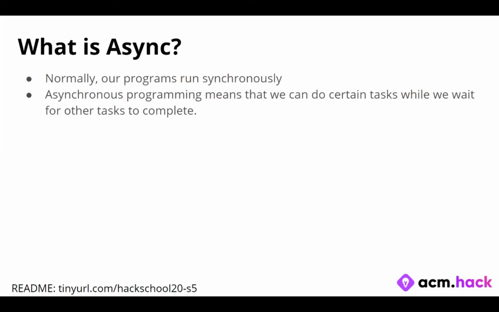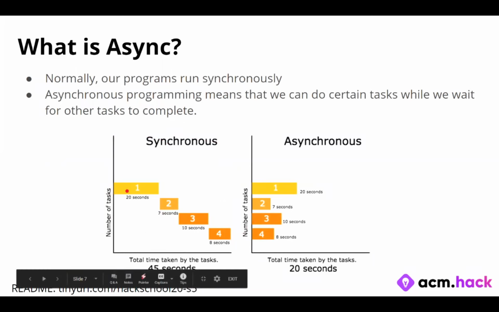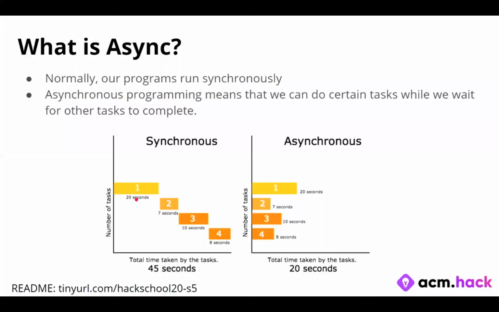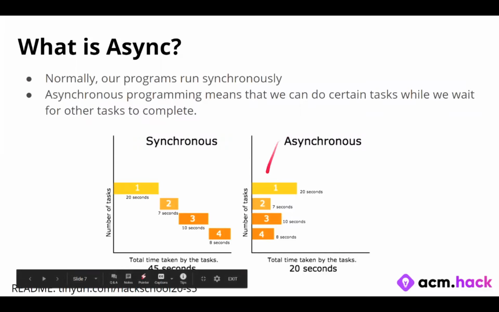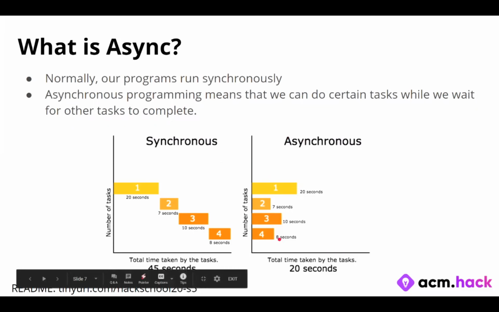Normally our programs run synchronously, and this means that every task is executed one after the other. So there's no cutting. And asynchronous programming means that we can do certain tasks while we wait for others to complete. Take this diagram as an example. As you see on the left, synchronous programming, task 2 has to run after task 1, and task 3 has to run after task 2. But then for asynchronous on the right, task 1, 2, 3, 4 could potentially run all at the same time.